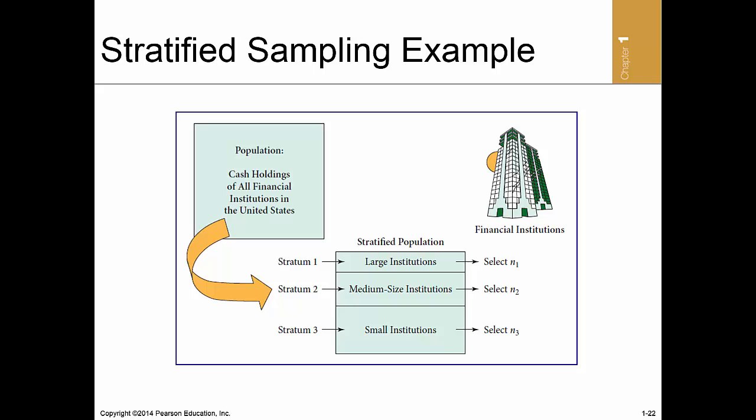As an alternative to the simple random sample, the Federal Reserve staff could divide the institutions into 3 groups called strata: small, medium, and large. Staff members could then select a simple random sample of institutions from each stratum and estimate the total cash on hand for all institutions from this combined sample.